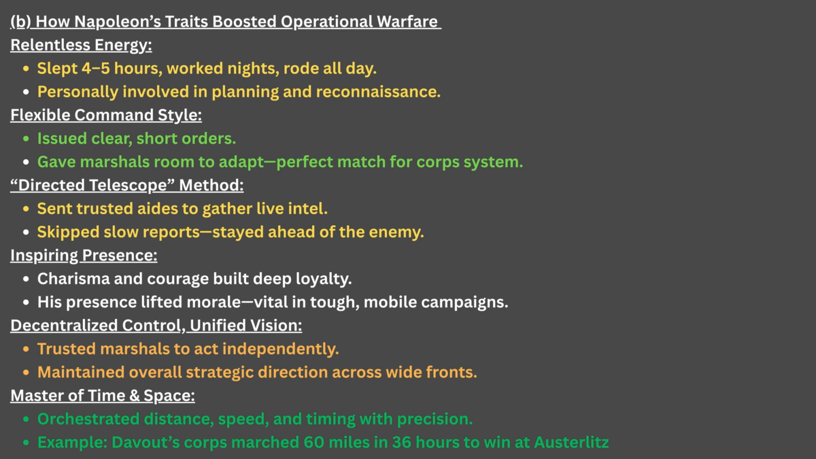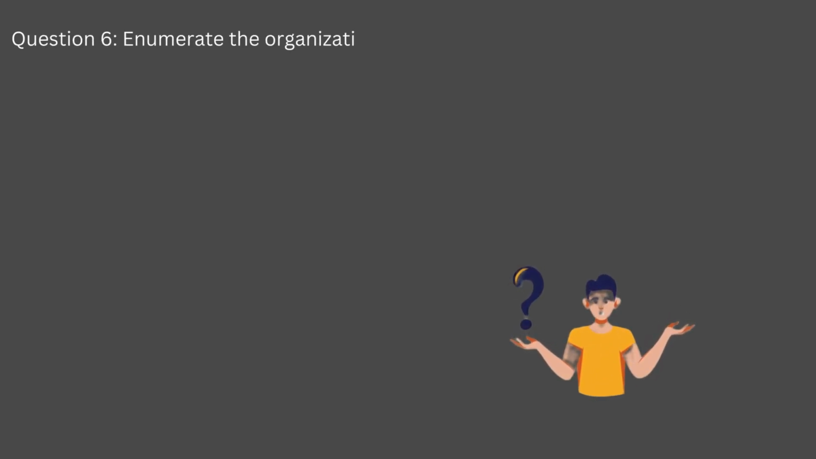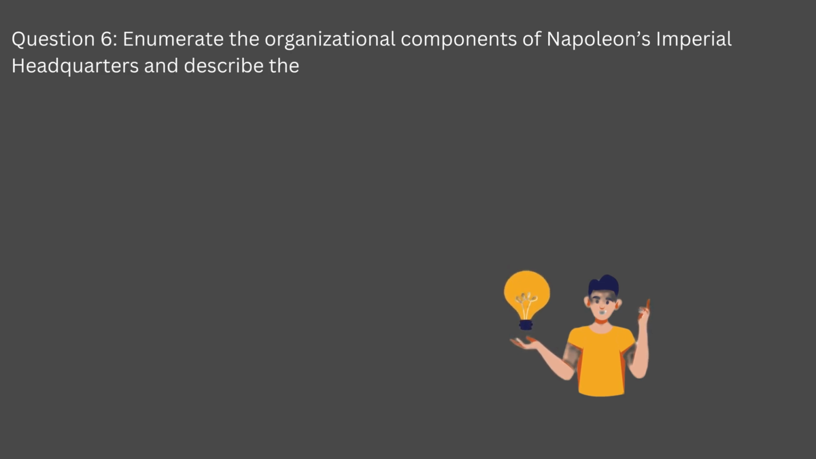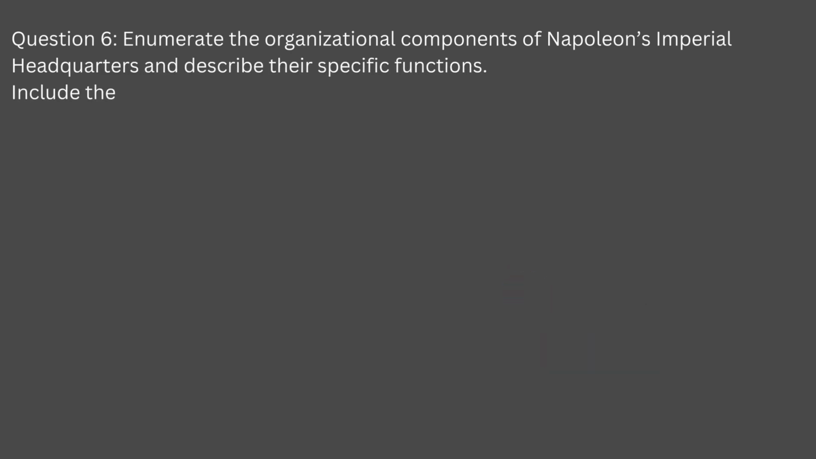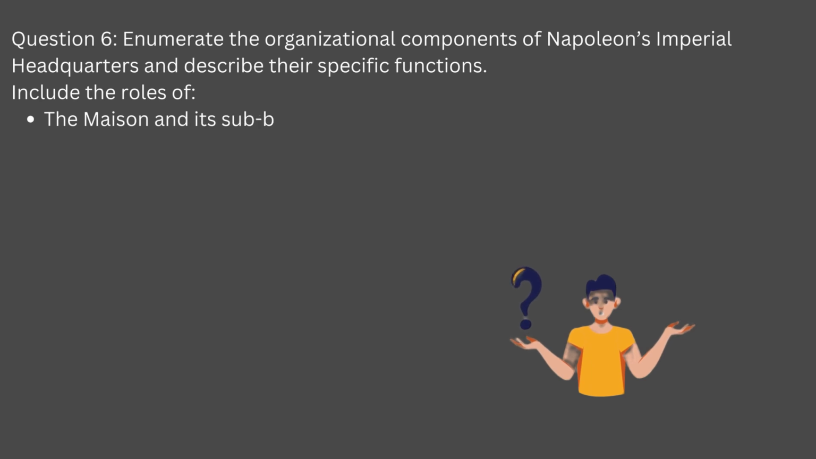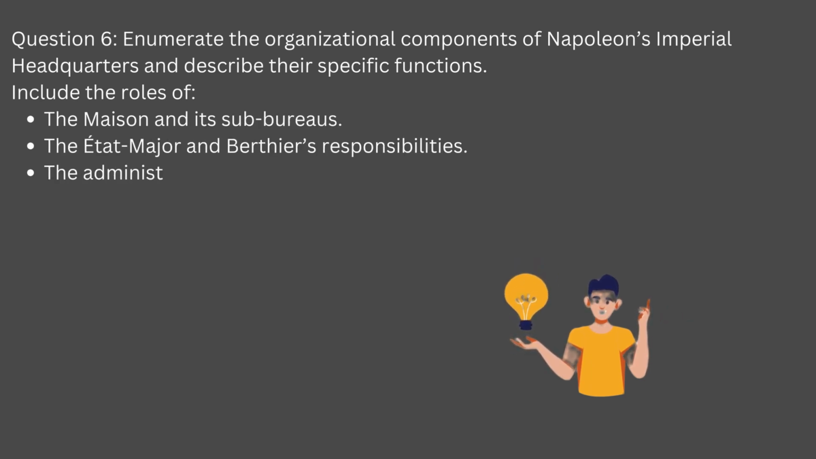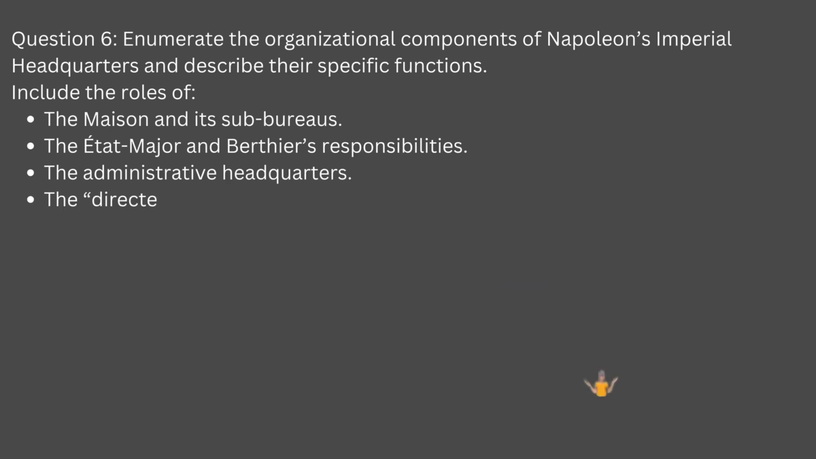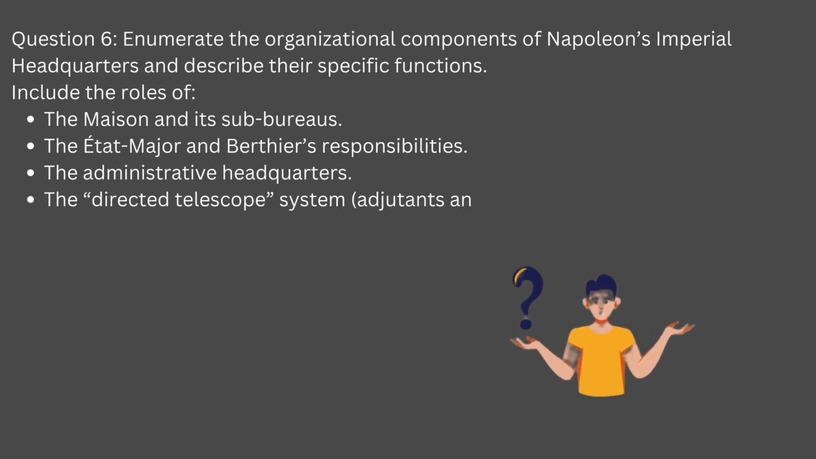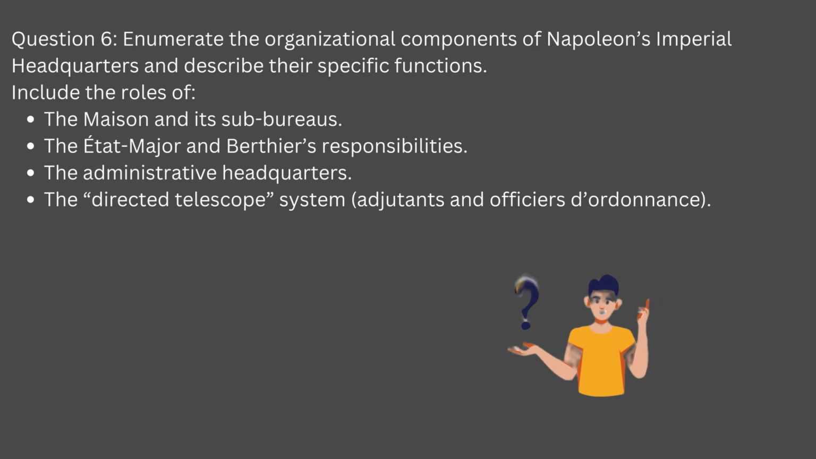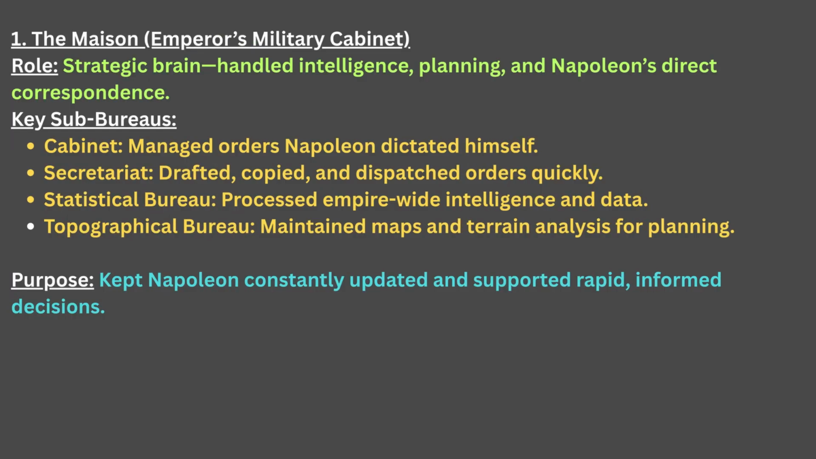Moving on to let's talk about question 6. Enumerate the organizational components of Napoleon's imperial headquarters and describe their specific functions. Include the roles of the Maison and its sub-bureaus, the État-major and Berthier's responsibilities, the administrative headquarters, the directed telescope system, adjutants, and officiers d'ordonnance. Let us answer this question.